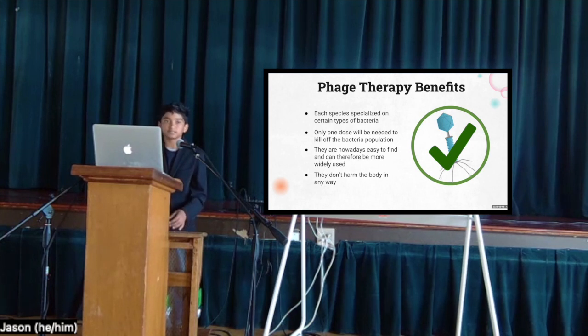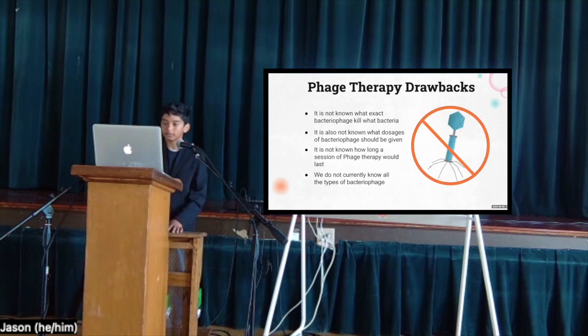Also, unlike antibiotics, only one dose of phages will be needed. Since phages multiply when killing bacteria, only one dose of phages will be enough to kill off all the bacteria. Also, phages are not that hard to find nowadays, and they also don't harm the human body in any way. But phage therapy also has its drawbacks.